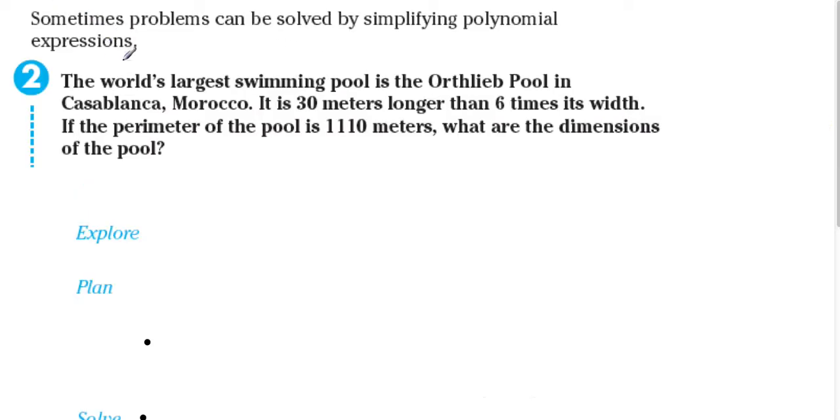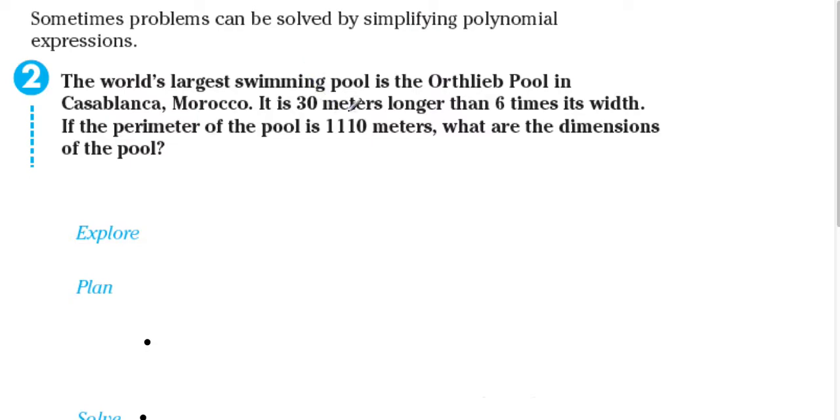And let's take a look at this example. Example number 2. Sometimes problems can be solved by simplifying polynomial expressions. Let's take a look at this one. The world's largest swimming pool is the Orthlie Pool in Casablanca in Morocco.